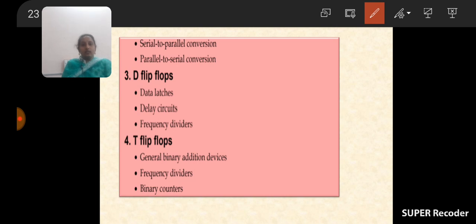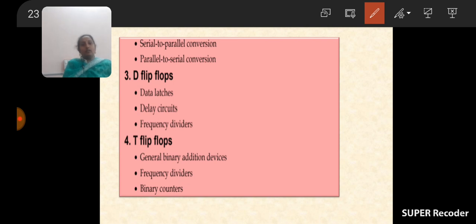Okay, and coming to the D flip-flop, where is it used in data latches? Data latches transfer data from one place to another place, and D flip-flops are used for this. Why is it called a latch? A latch simply connects one device to the other device. So here also the D flip-flops are used to connect the data from one device to the other device. That's why D flip-flops are used in data latches.